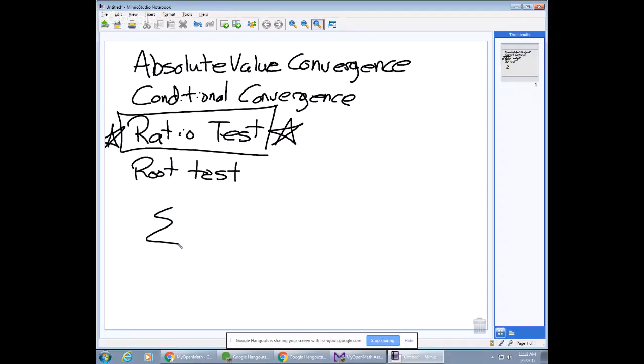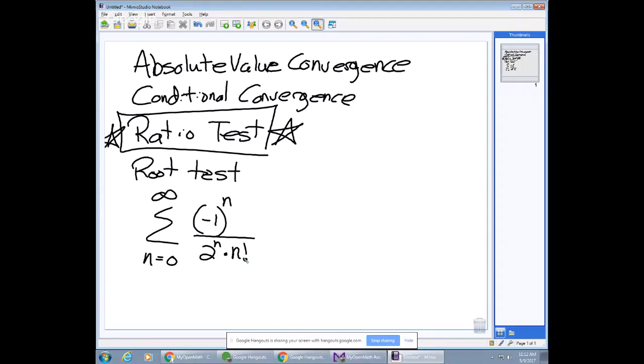So let's look at the sum as n goes from 0 to infinity of, how about, -1 to the n divided by 2 to the n times n factorial. We haven't seen factorials yet, which is one reason the ratio test is going to come in handy.